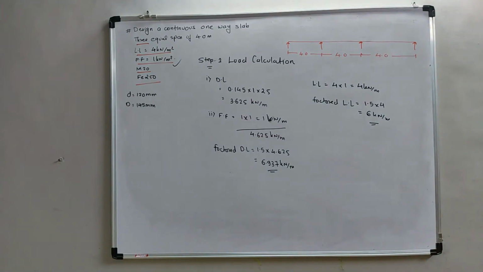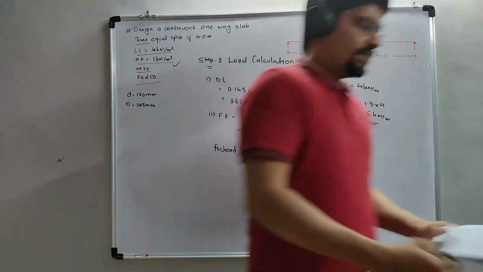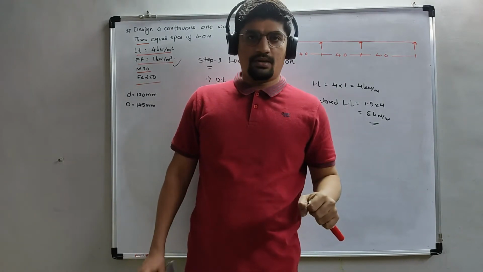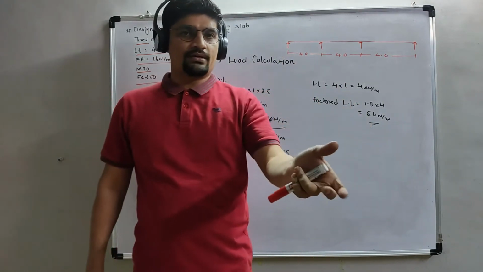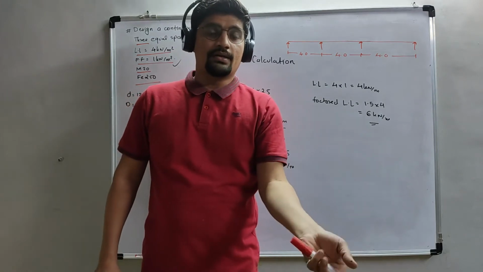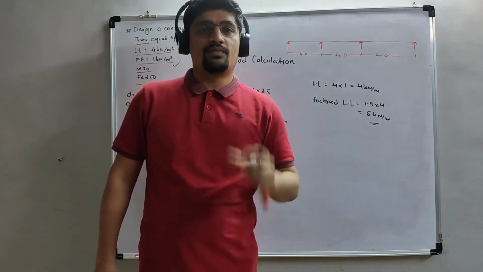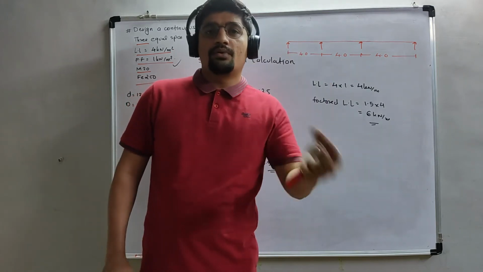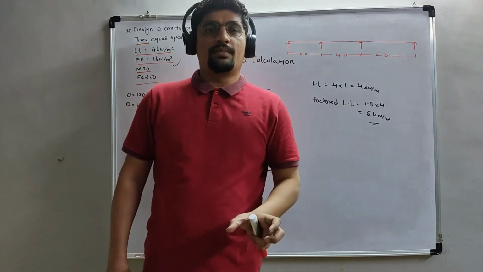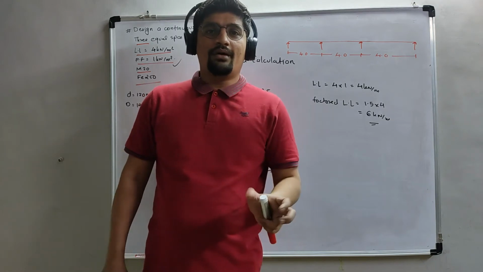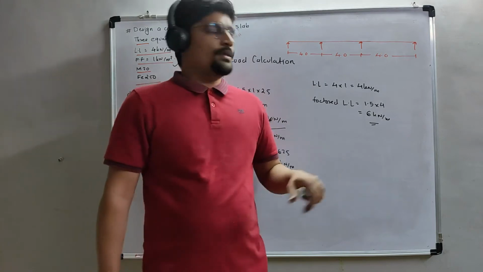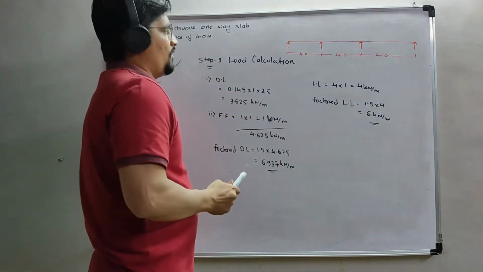after calculating the load, another step comes, which is to calculate the bending moment. Okay, because size we have calculated and load also we have calculated. Now going to the next step, which is bending moment. So in a one way simply supported beam, we were calculating the bending moment by the equation of WL square by 8. But in this, the load is spread all over here.